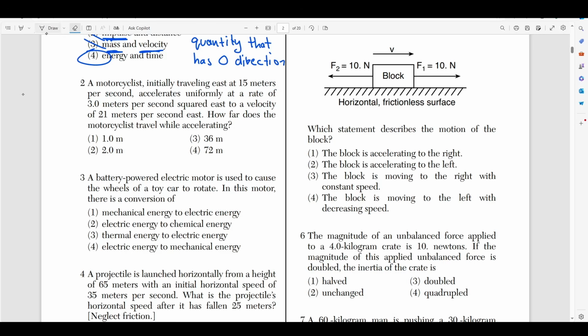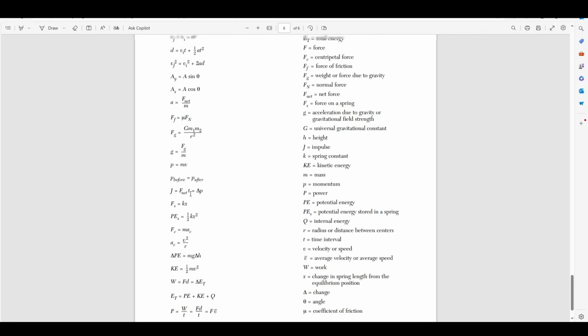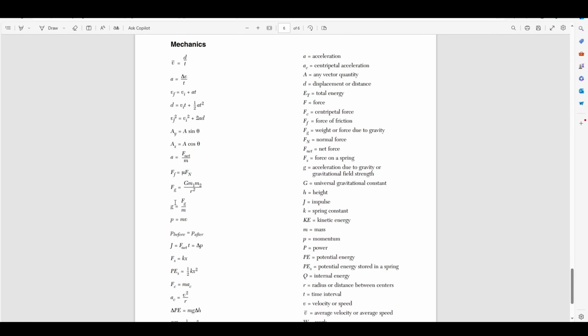All right, but here it's giving us our v initial, or our initial velocity, which is 15 meters per second. Then it's giving us our final velocity of 21 meters per second, and it's giving us an acceleration, which is constant, of 3 meters per second squared. So if I have vi, vf, a, and I'm trying to find how far, so I'm trying to find distance. So I'm given all of these parameters. Now I just need to go into my reference table and find a formula that fits those parameters, something that has vi, vf, a, and d.